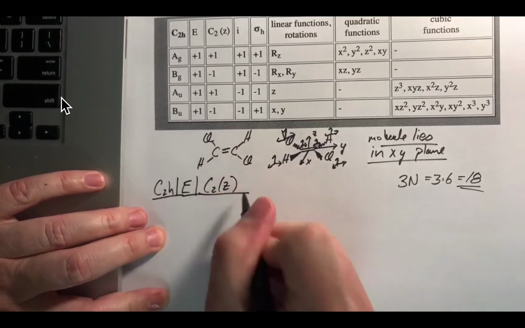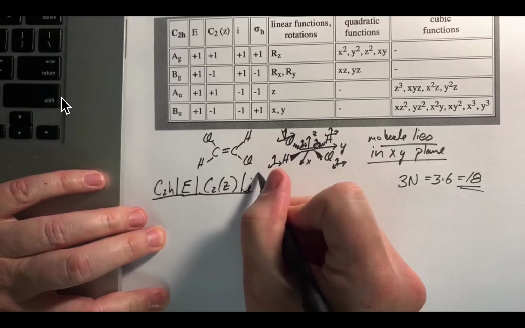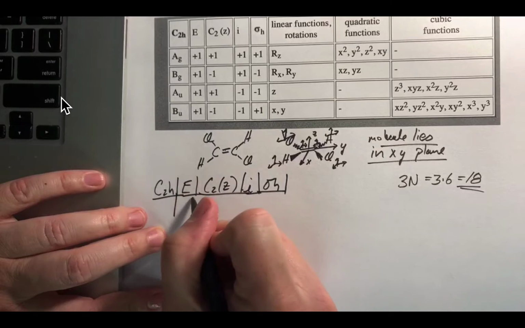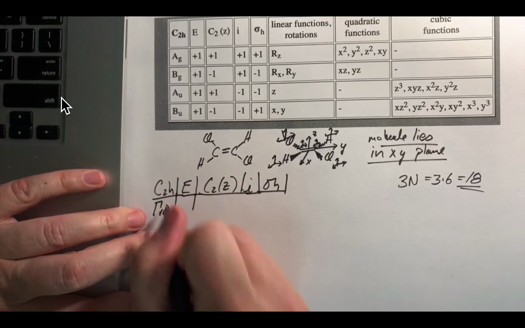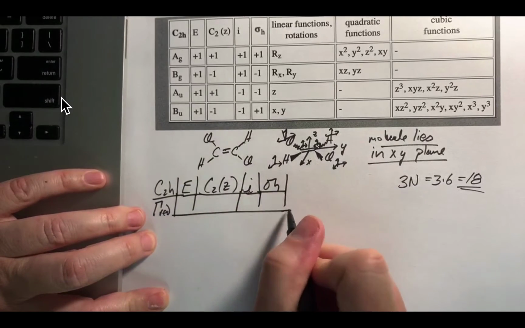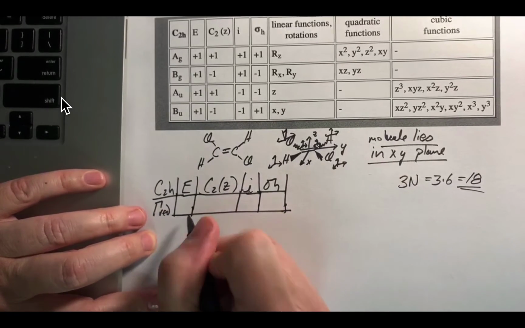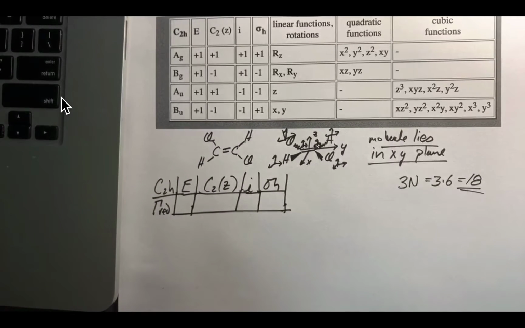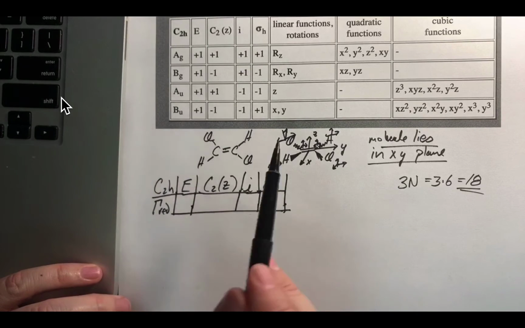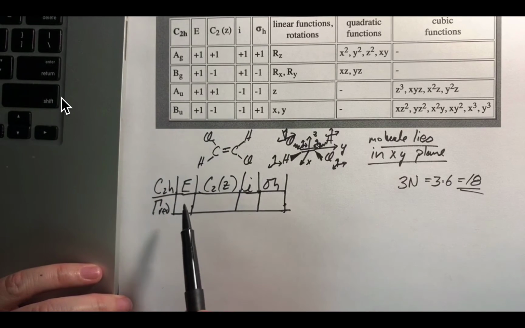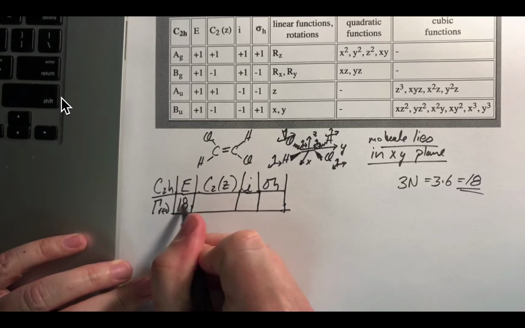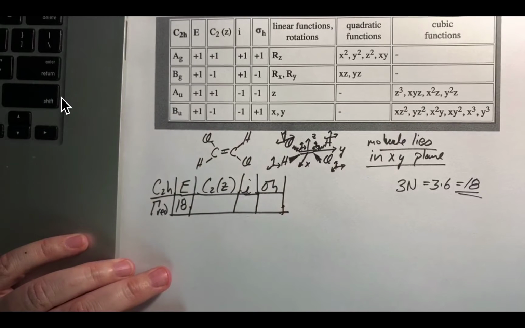Okay, so once we've done that, I'll make a little model of my character table here. C2 along the z-axis, inversion, and sigma h. Okay, and this is my reducible representation that I'm working out. So the first one, of course, the boring one. Each of the 6 atoms has a set of vectors. The vectors, of course, are unchanged because E doesn't do anything. So it has a character of 18, so it has to.